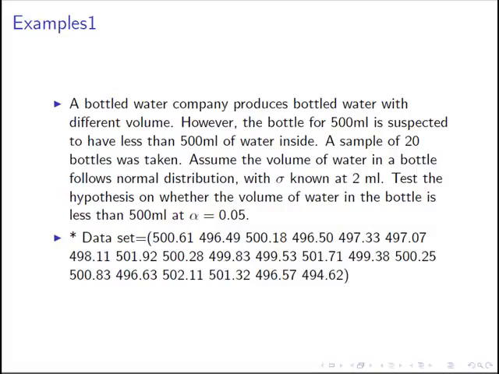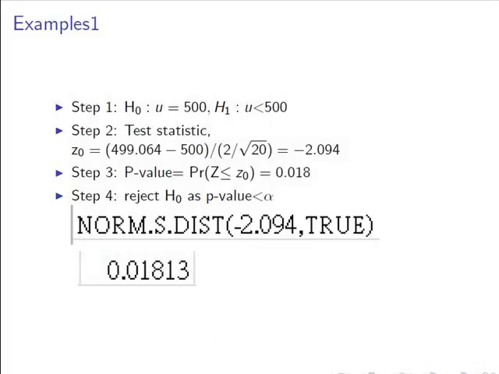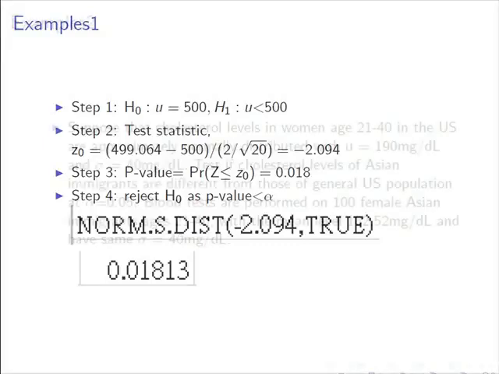The first one is about the z-test with one side. There is the solution of example 1. The first step is we need to set the hypothesis. Then we calculate the test statistic and p-value with the Excel function. And then we reject the null hypothesis as the p-value is smaller than alpha.